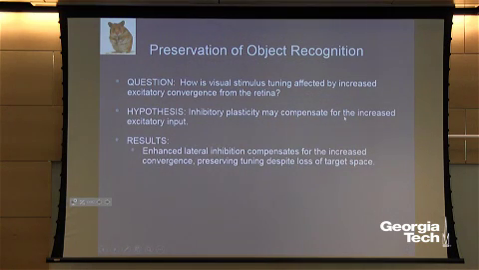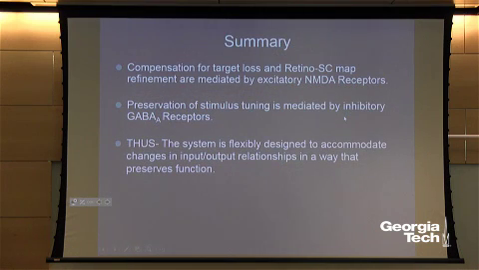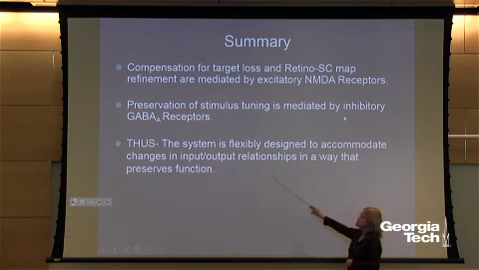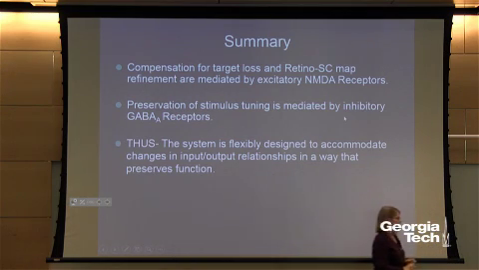Okay, so our results were that the inhibition is changing its configuration, and that may compensate for the increased receptive field size and be maintaining size and velocity tuning. So the system can be very flexible in accommodating changes to its inputs and outputs, and that's one way that it preserves function in addition to changing the arbor size of the inputs.